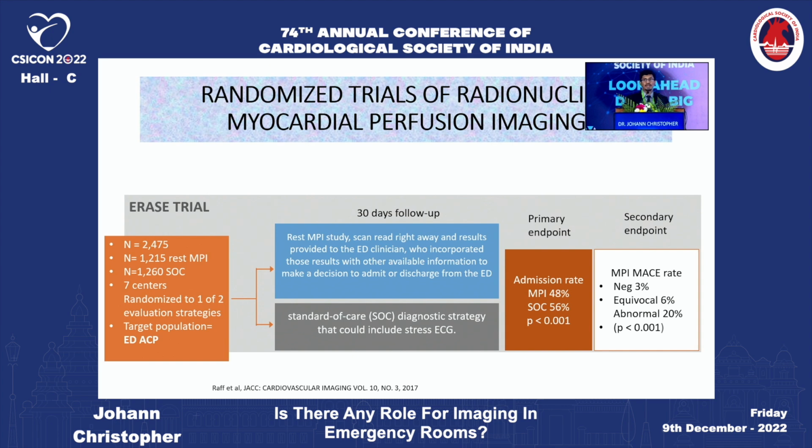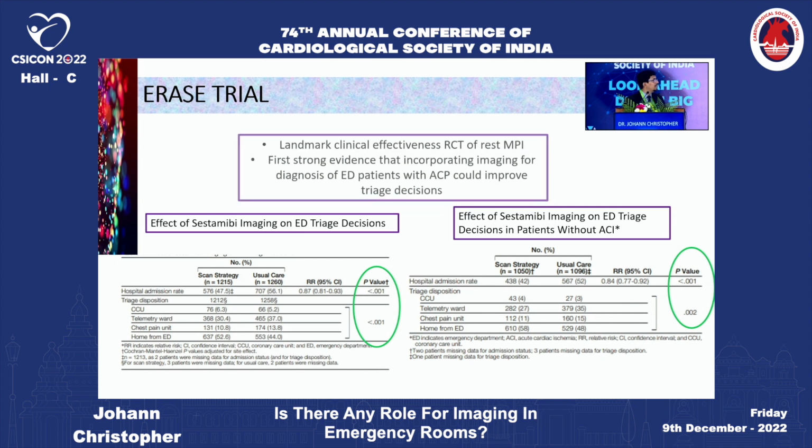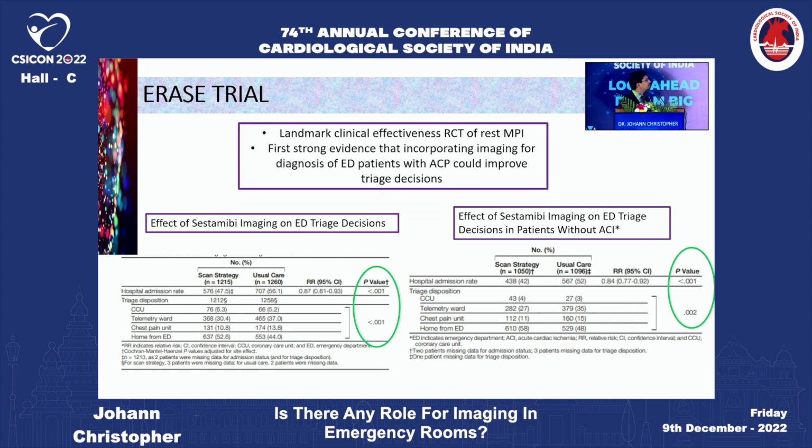Moving on to myocardial perfusion imaging, the ERASE trial was a large trial with about 2,500 patients, equally divided between those who would have a myocardial perfusion scan. Remember, this was a rest scan with nitroglycerin and standard of care. And what we did see was the hospital admission rate was lower in the MIBI group. The chest pain telemetry units were used more, and you were back home earlier if you went through a MIBI triage compared to the ordinary standard of care.